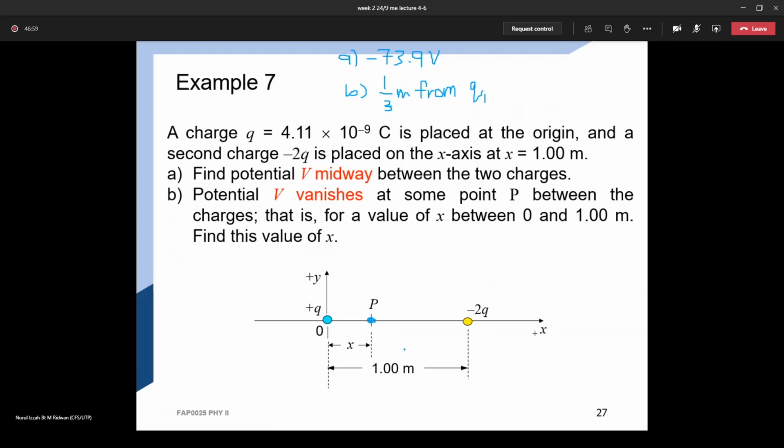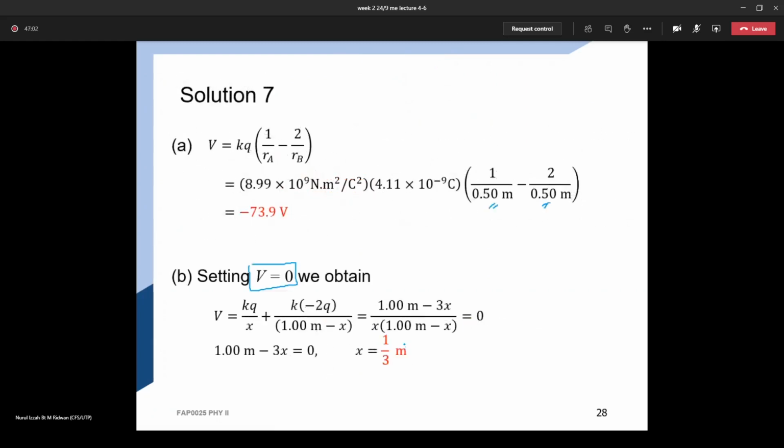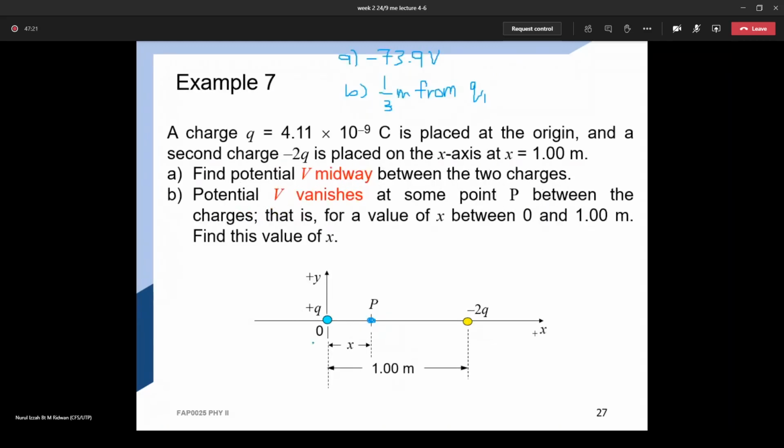Proceed with the calculation. You make everything equal to 0, equalize this, and then rearrange with the mathematical steps. You should get X equals 1 over 3 meters from Q1. And as you can see here, we normally put the point that will be 0 near the smaller charge. Of course. Why? Because the smaller charge has less electric field.